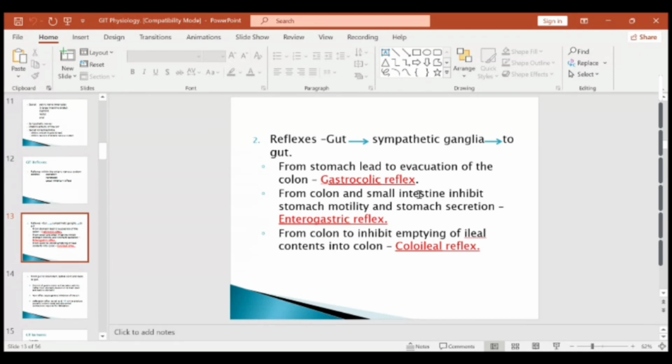So we have the gastrocolic reflex. The first word indicates where the reflex starts, and the last word indicates where it ends. The gastrocolic reflex starts from the stomach and goes all the way to the colon. Its function is to ensure that we have a contraction of the colon, leading to emptying of the colon. And then we have the enterogastric reflex. It starts from the intestine and goes into the gastric. The function of that one is to inhibit gastric emptying once the colon is full.